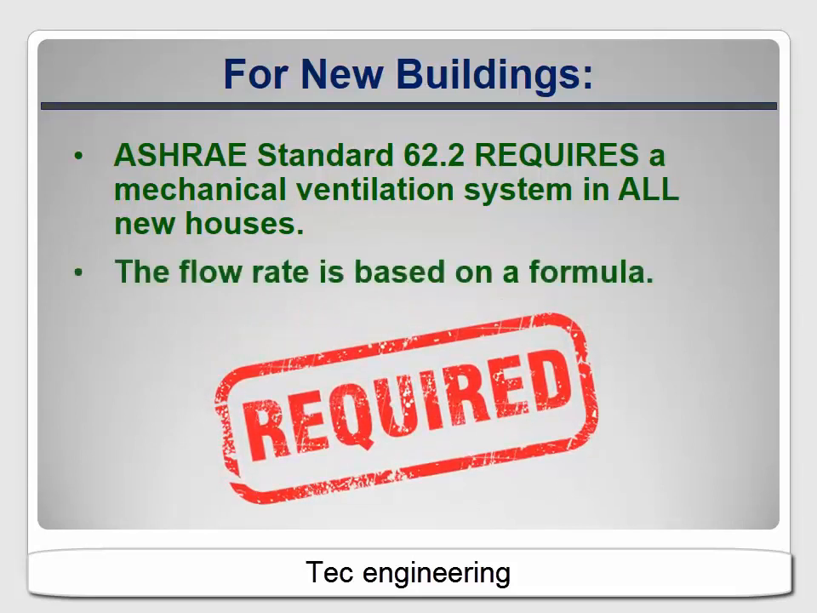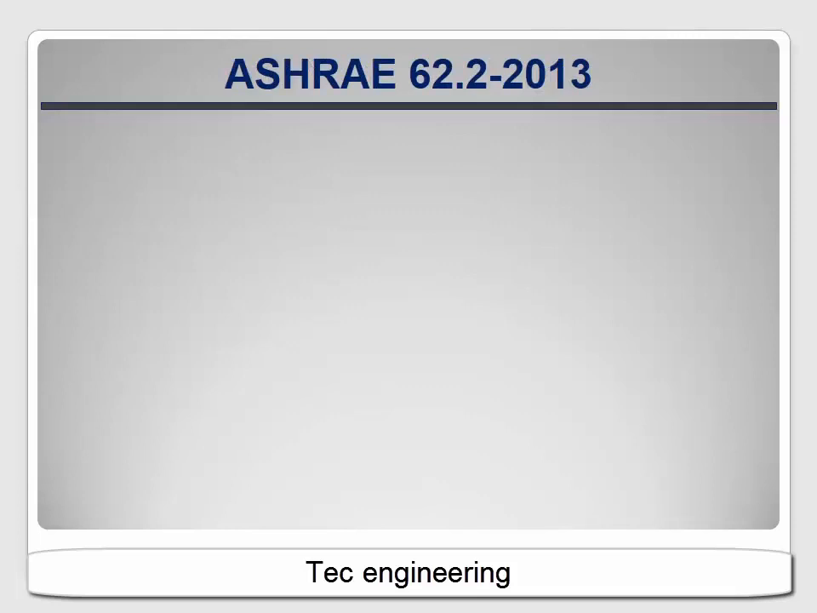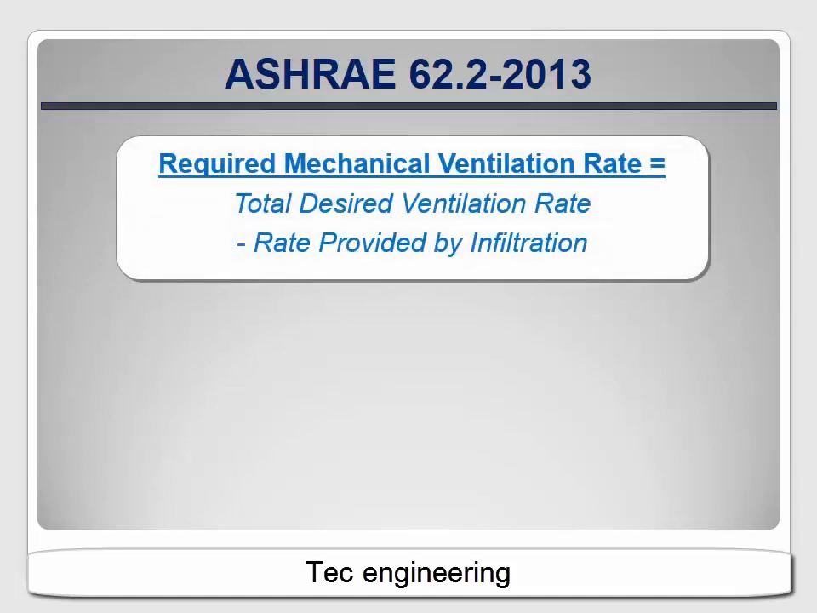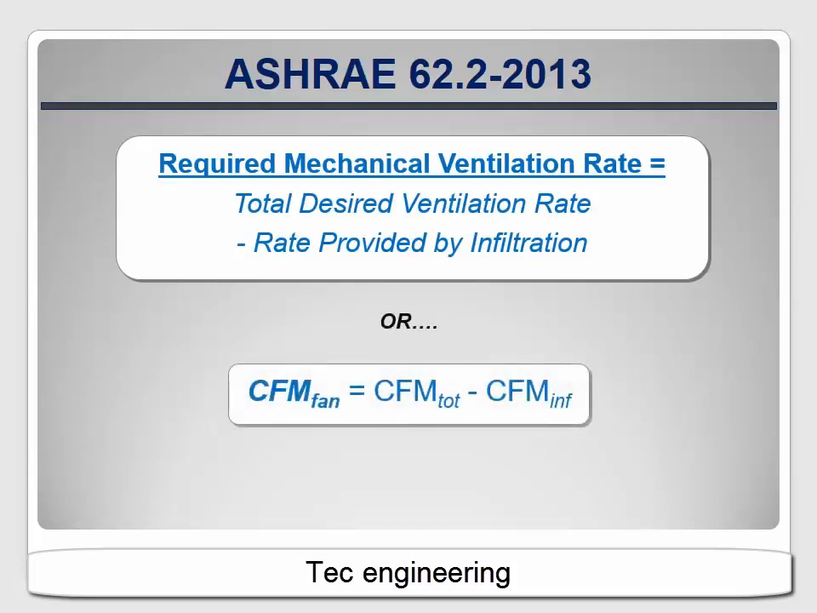formula in the standard. The fan-driven ventilation rate required by ASHRAE 62.2 2013 is based on two factors: the total desired ventilation rate and the amount of that rate provided by infiltration. We'll call the fan rate CFM fan, we'll call the total desired ventilation rate CFM total, and we'll call the infiltration rate CFM infiltration. That's close to the nomenclature used in the standard. So the overall equation is CFM fan equals CFM total minus CFM infiltration.